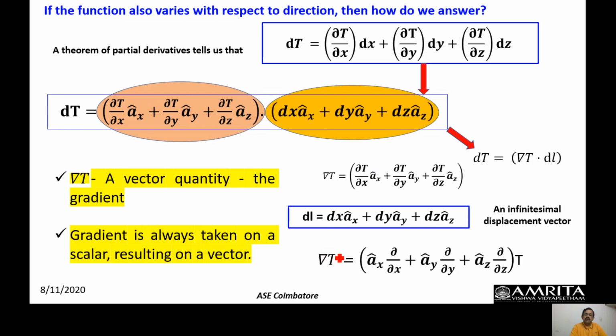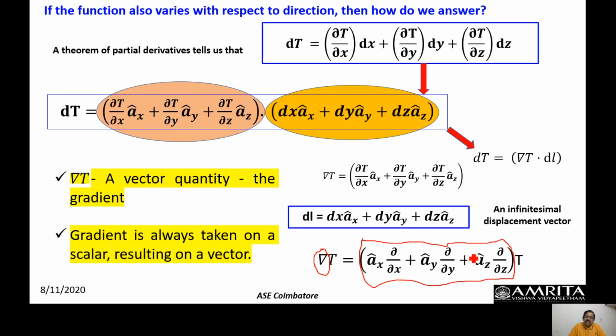I am going to tell you that this term within this bracket, and the corresponding term in the left hand side is this. So the t is gone. If only del and this function is there, how does it look? It looks like x-hat ∂/∂x plus y-hat ∂/∂y plus z-hat ∂/∂z without any function on it. So this is what is known as an operator function. Such a function is known as operator function.